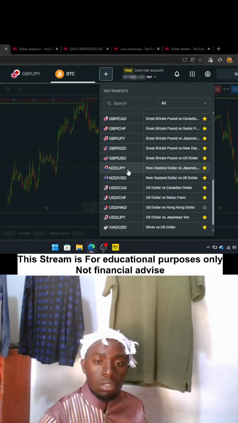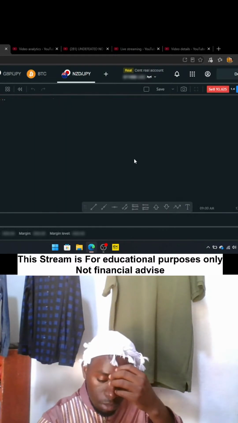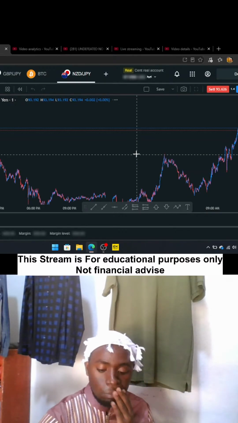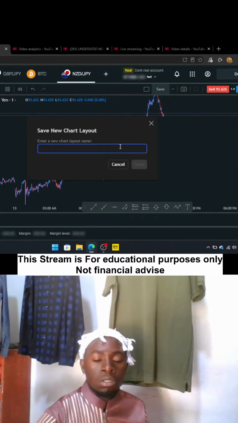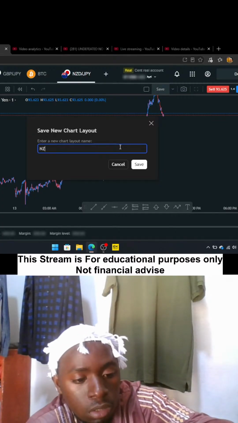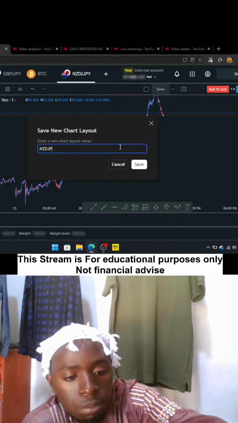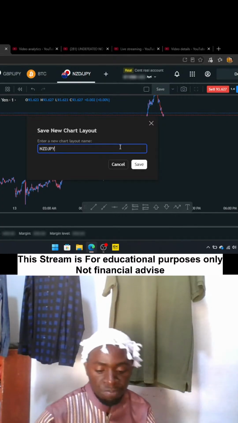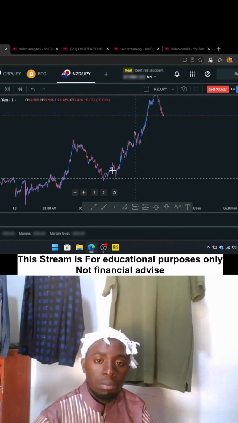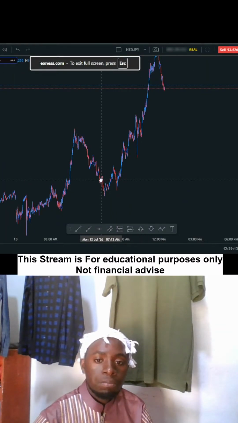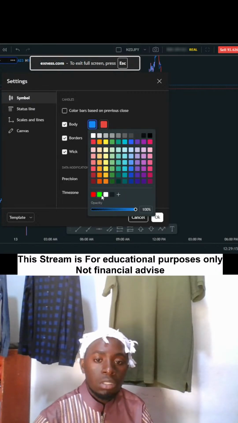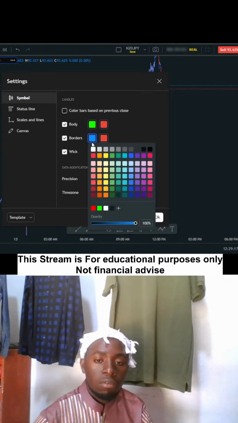Nasdaq USD, Nasdaq GPY. Okay, this is Nasdaq GPY. Nasdaq GPY right there. I'll go ahead and change the candlestick colors.